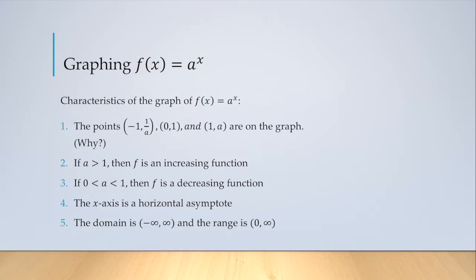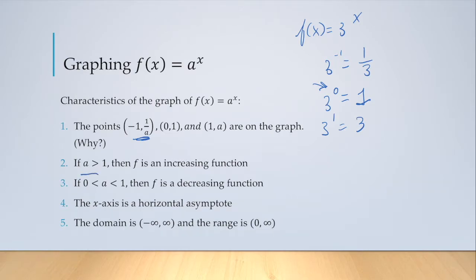So here are some characteristics of an exponential function. So first off, the points negative 1, 1 over a, 0, 1, and 1, a are on the graph. Well, why is that? Let's say I had f of x is 3 to the x. 3 to the negative 1 becomes 1/3, which is 1 over a. 3 to the 0 is 1, because any number other than 0 to the 0 power is 1. And 3 to the first power is just 3 itself.